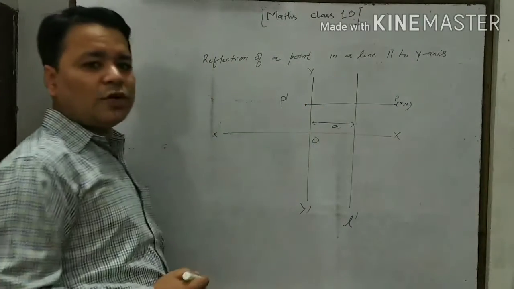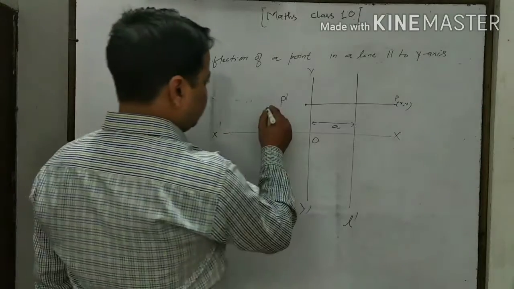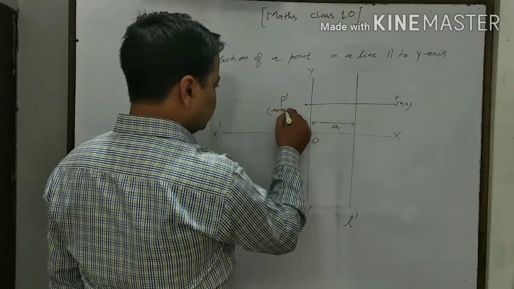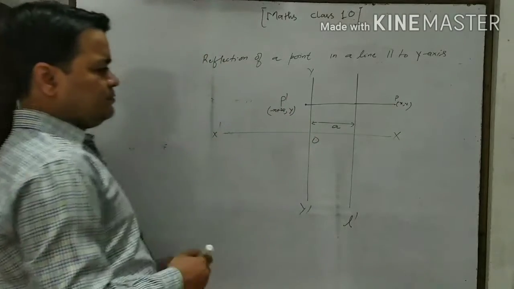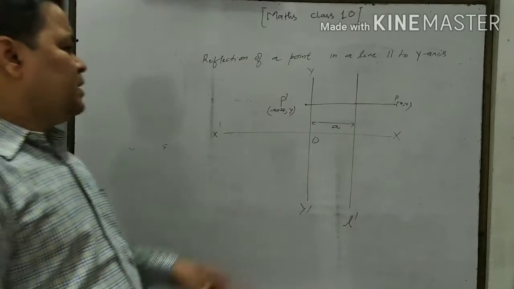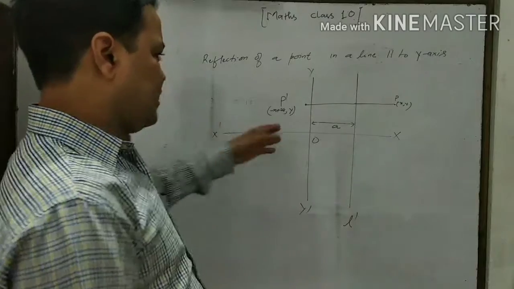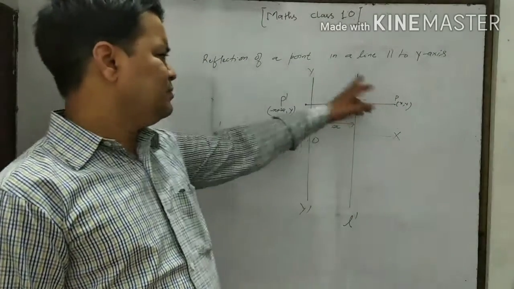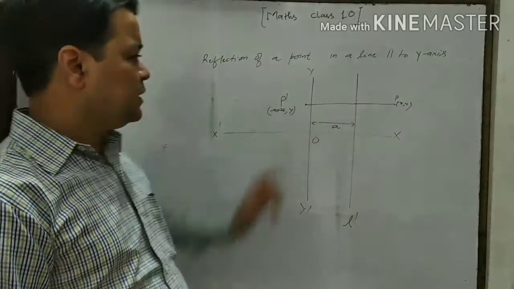Then, here we have any point P whose coordinate is (x, y), then P dash is what? The image. Its coordinate will be (-x + 2a, y). We can prove it, but it will be better to use it directly as a formula.